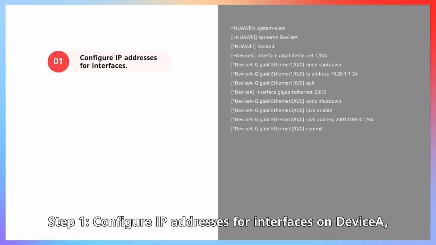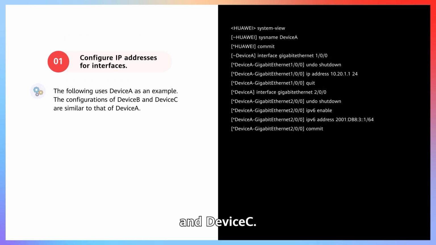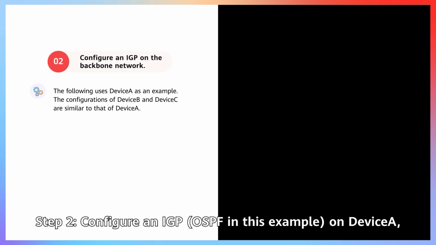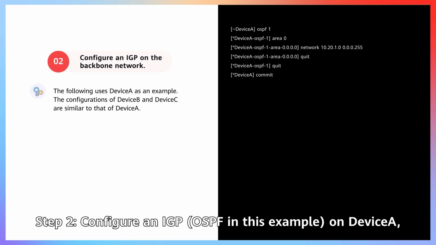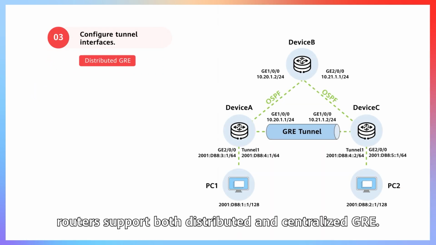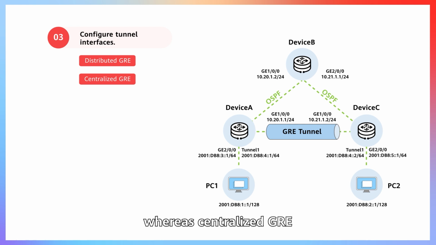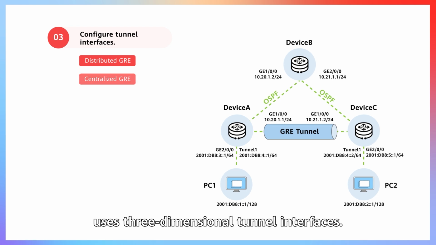Step 1. Configure IP addresses for interfaces on device A, device B, and device C. Step 2. Configure an IGP, OSPF in this example, on device A, device B, and device C. Currently, routers support both distributed and centralized GRE. Distributed GRE uses one-dimensional tunnel interfaces, whereas centralized GRE uses three-dimensional tunnel interfaces.